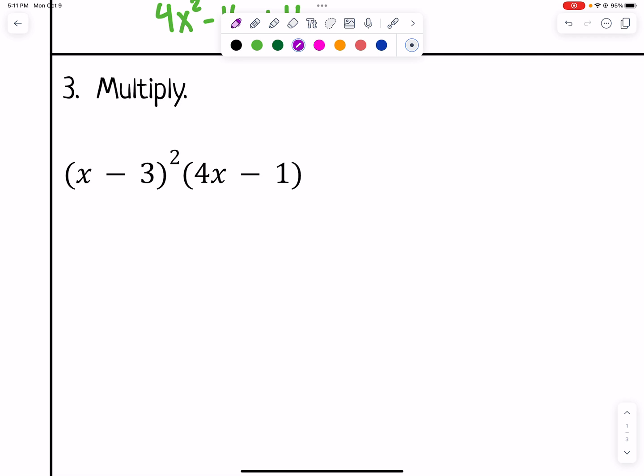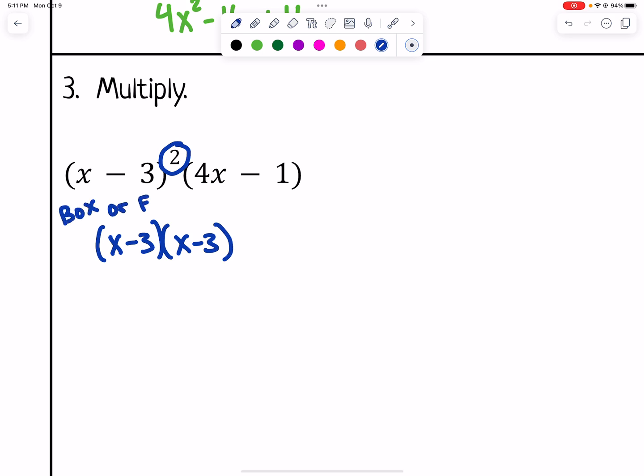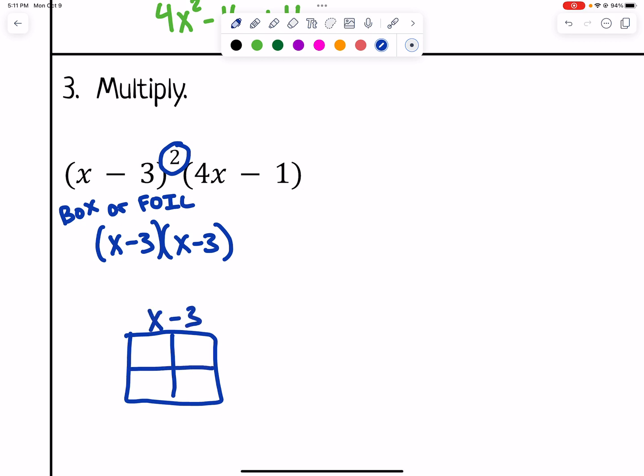Number 3 says to multiply, and we have x minus 3 squared times 4x minus 1. So x minus 3 squared is another binomial squared, so I would write that twice. And again, you need to use the box method or the FOIL method, just like we did in number 2. So if I use the box again, I'm just going to pick that method since it's very popular and use that, but you could also use the FOIL method.